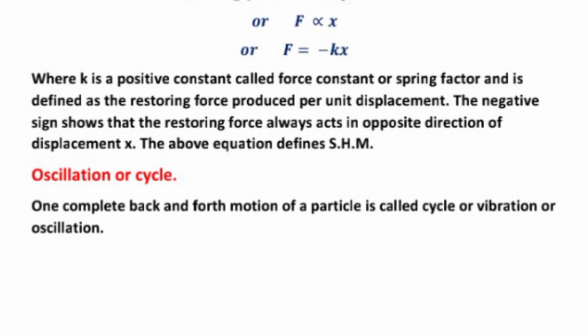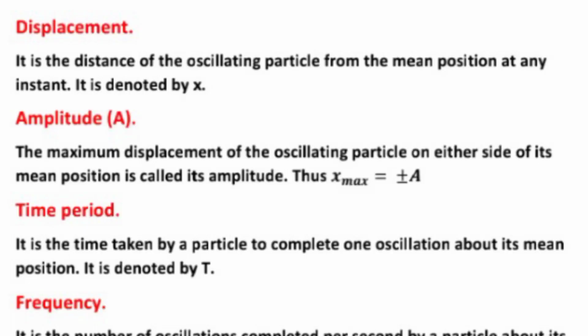Oscillation or cycle. What is oscillation or cycle? One complete back and forth motion of a particle is called cycle or vibration or oscillation. Displacement. It is the distance of the oscillating particle from the mean position at any instant. It is denoted by x.